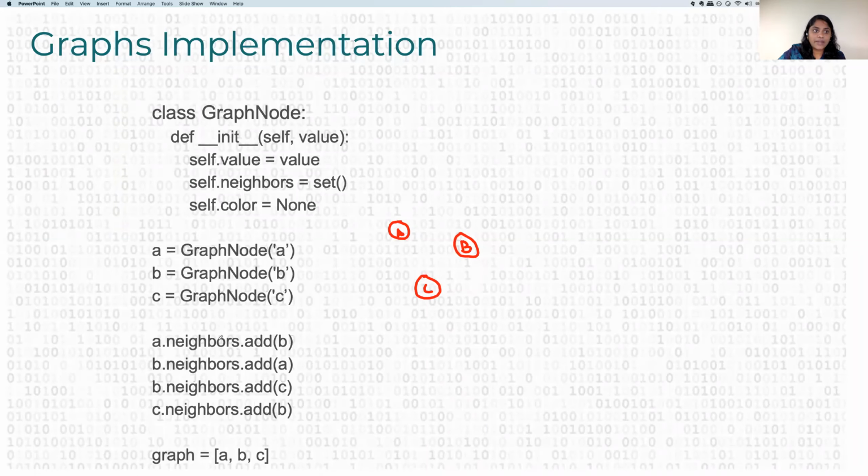Now I'm adding A's neighbor as B, and B's neighbor is added as A as well, because this is not a directed graph, this is an undirected graph. So A is B's neighbor and B is A's neighbor. And then we have another neighbor for B, that is C. So this is how this graph looks. We are first creating the graph and then adding the neighbors. And to add the neighbors, we have a set.